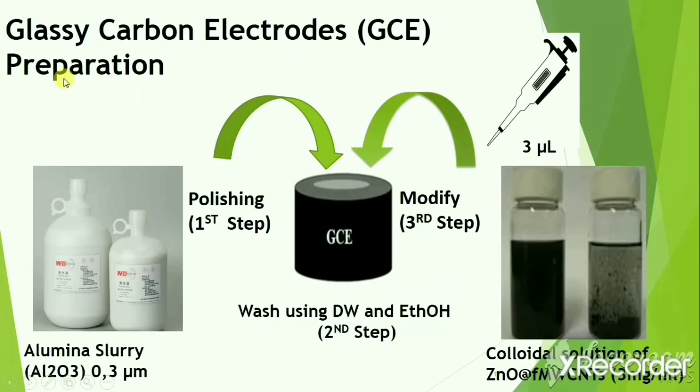But before we launch our experiments, we always need to prepare the glassy carbon electrode surface by polishing, as the first step, using aluminum slurry. And then, of course, we're going to wash it using deionized water and ethanol to clean its surface and make it ready for modification. To modify this surface, we need to use a micropipette to drop a micro volume of colloidal solution of the synthesized nanohybrid.